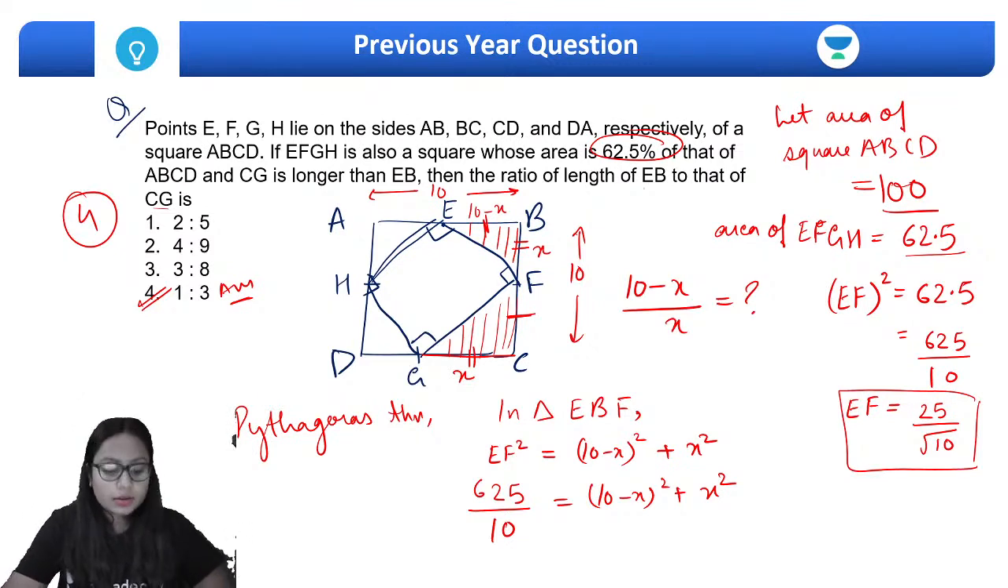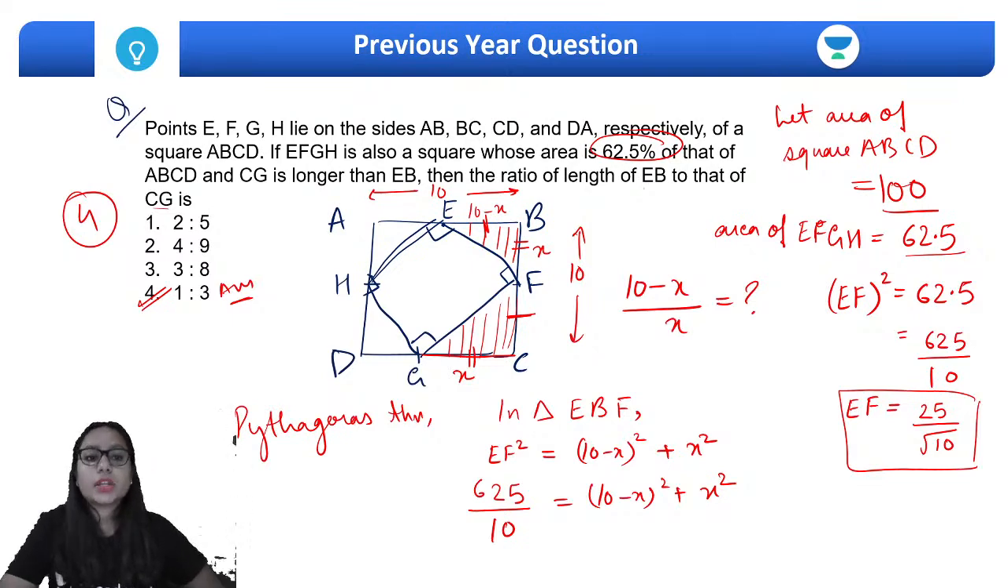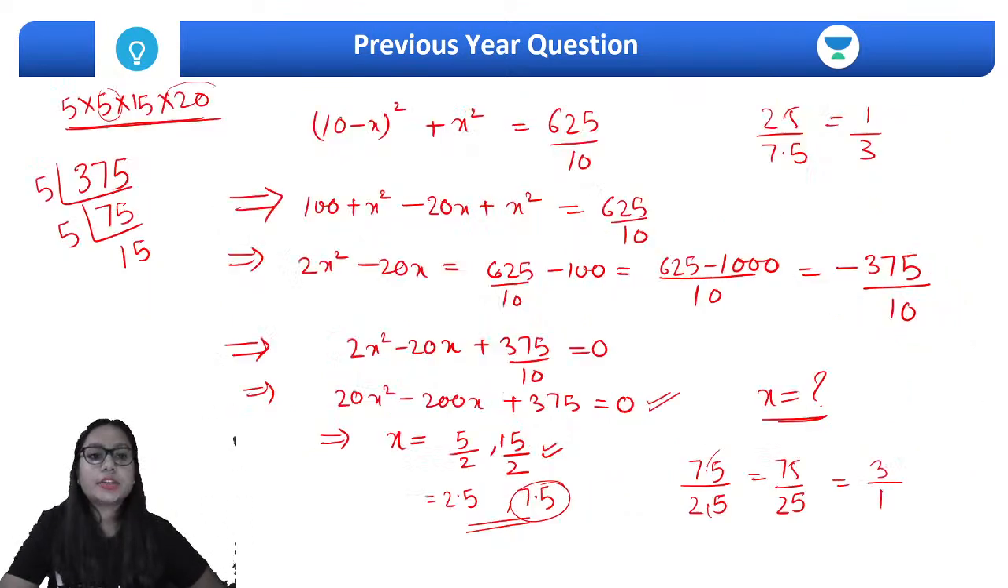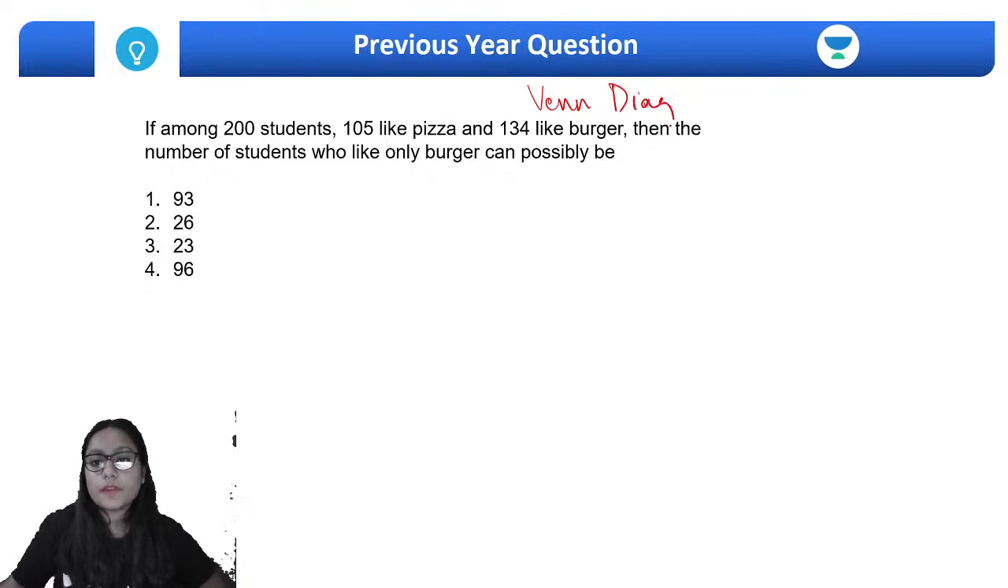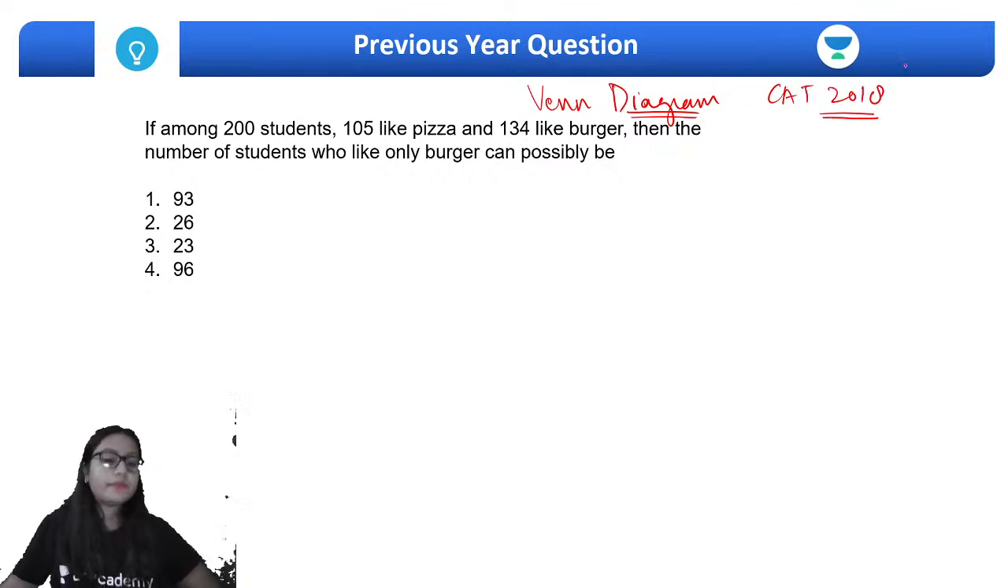Okay. All right. So I guess this question is clear to everyone. Let's continue with the next question now. Okay. So this is our next question. This will involve application, the use of Venn diagrams. This question is also from CAT 2018. Please try to solve this question and then we'll discuss.